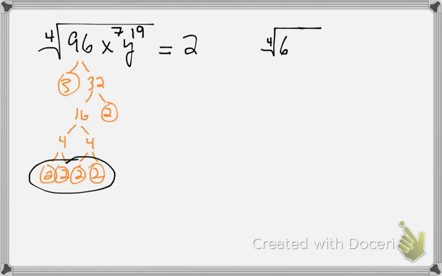All right, good question. What about x? 1 out, 3 left. You guys agree? What about y? 4 out, 3 left.